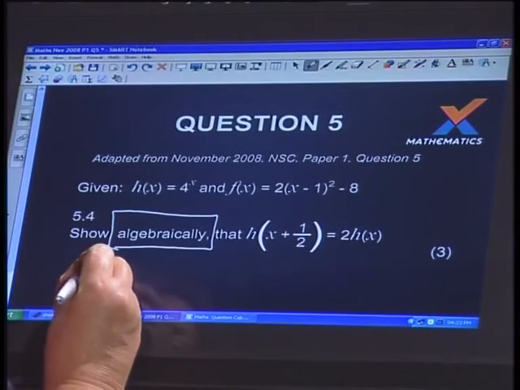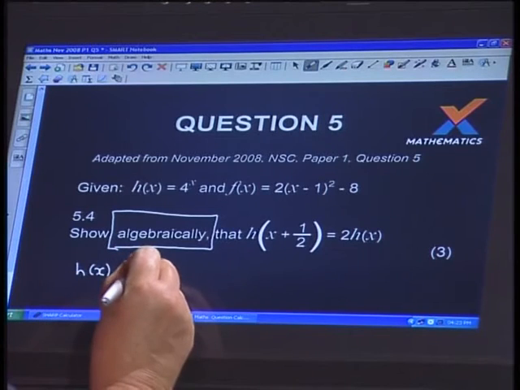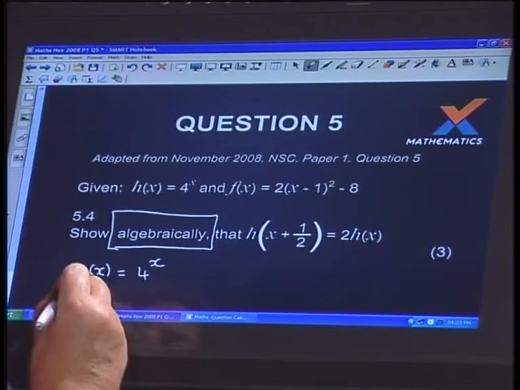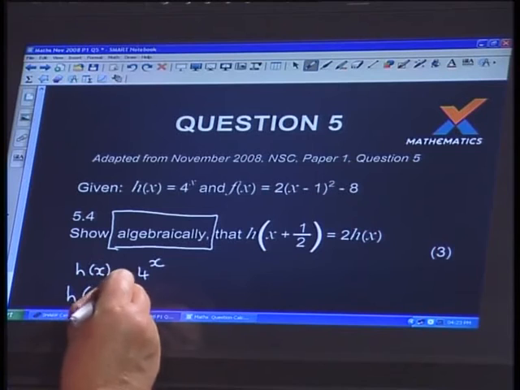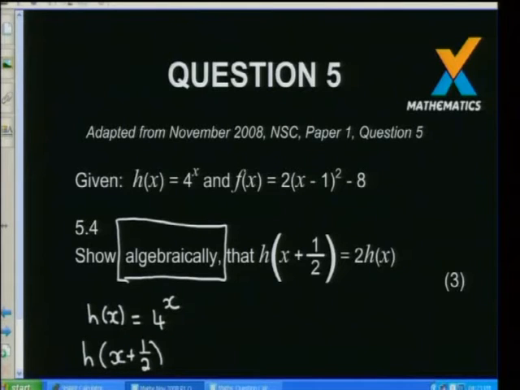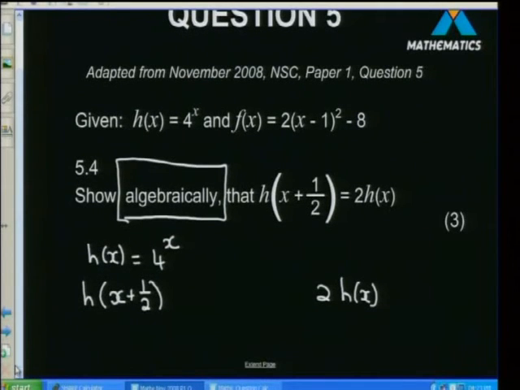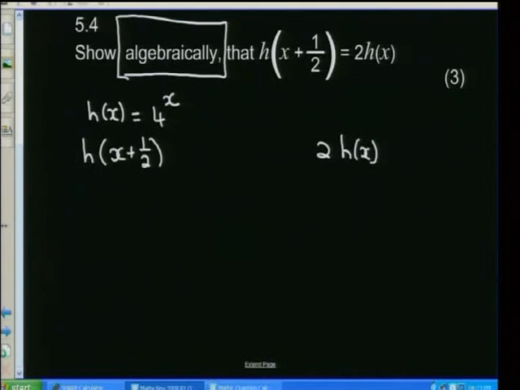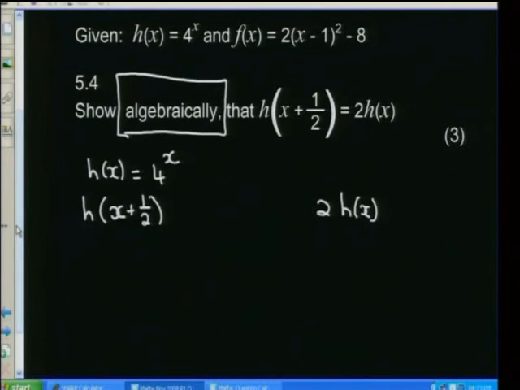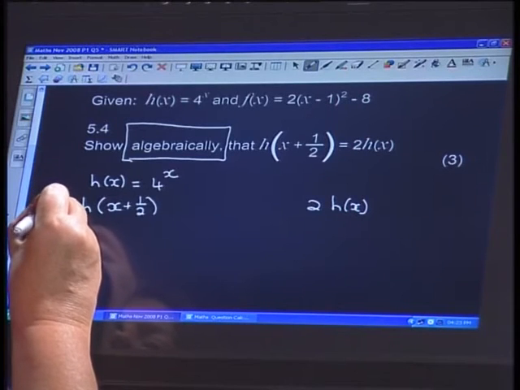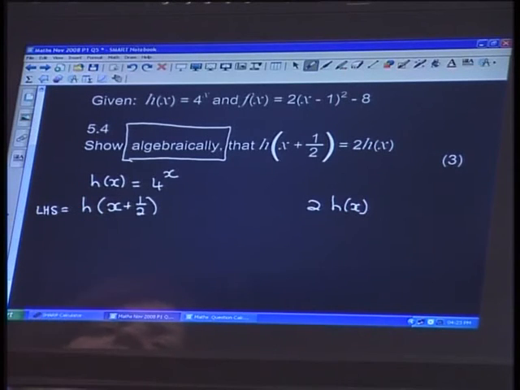We have h of x, it's equal to 4 to the x, and what they're asking me is to show that h of (x plus a half) is equal to 2 lots of h of x. So it's a bit of functional notation and a bit of algebraic manipulation all thrown in together. So now what I would do in order to work with this is I would work this left-hand side out first of all, to the simplest point I can get to, and then I'd move to the right-hand side.